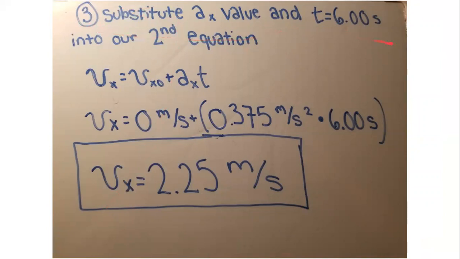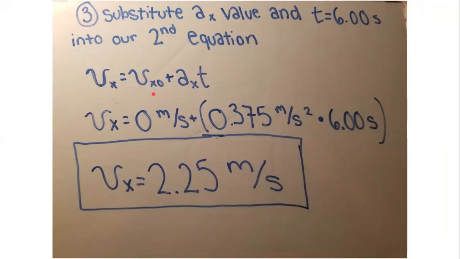Third step, we're going to substitute the a in the x direction value that we found, the 0.375 meters per second squared. We're also going to plug in that t equals 6 seconds because we're trying to find part B, which says how fast is it going? What's the velocity after 6 seconds? We have our time-dependent kinematic equation: velocity equals initial velocity plus acceleration times time. Still in the x direction, no up or down movement.